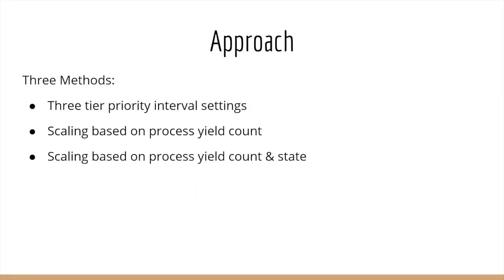Here we came up with three main approaches to solving this problem. Firstly, we have a three-tier system that increments the interval: a high yield count leads to a high interval, and a low yield count to a low interval. So a simple three-tier approach. Then we have a scaling-based approach, which works off of the yield count and does it more dynamically. And lastly, we have a scaling based on process yield as well as state. We look at how many processes are runnable and sleeping, as well as the yield count, and we average those to get a good interval. We'll speak to those more shortly.